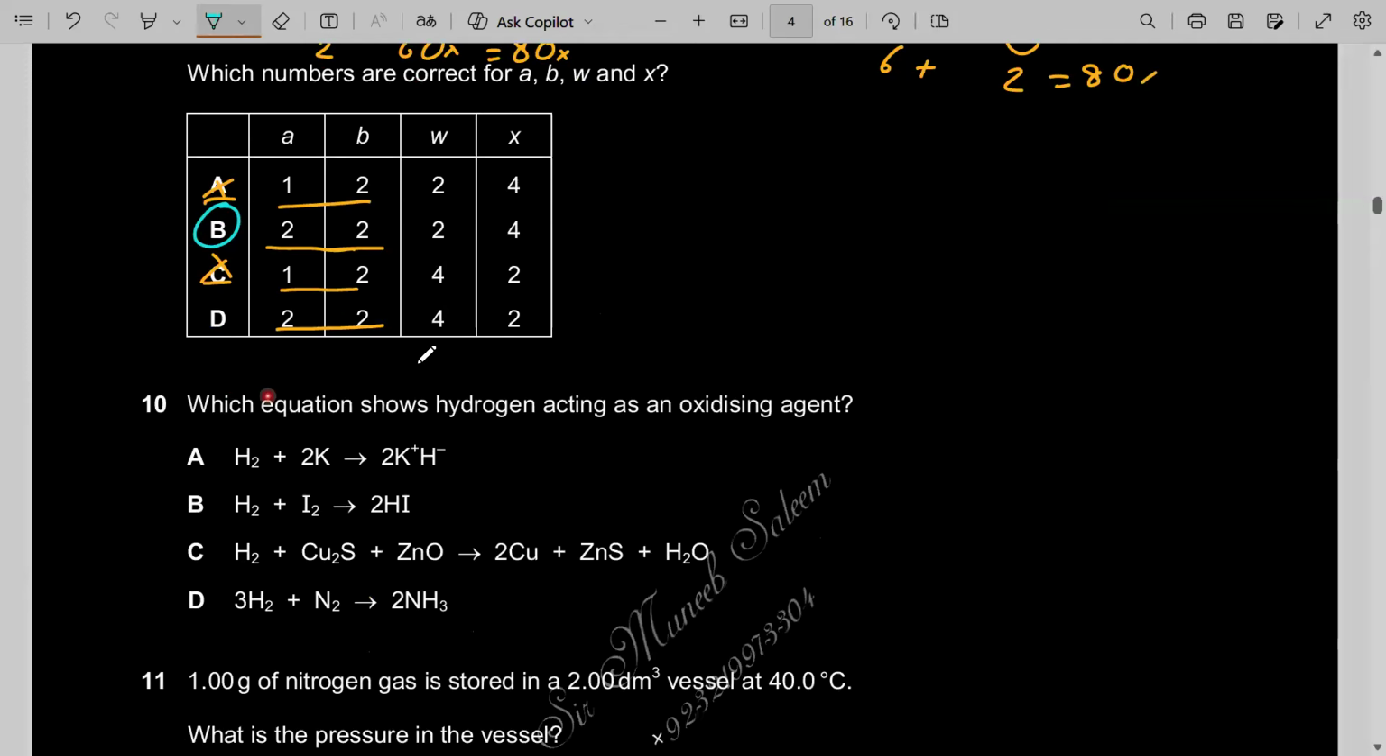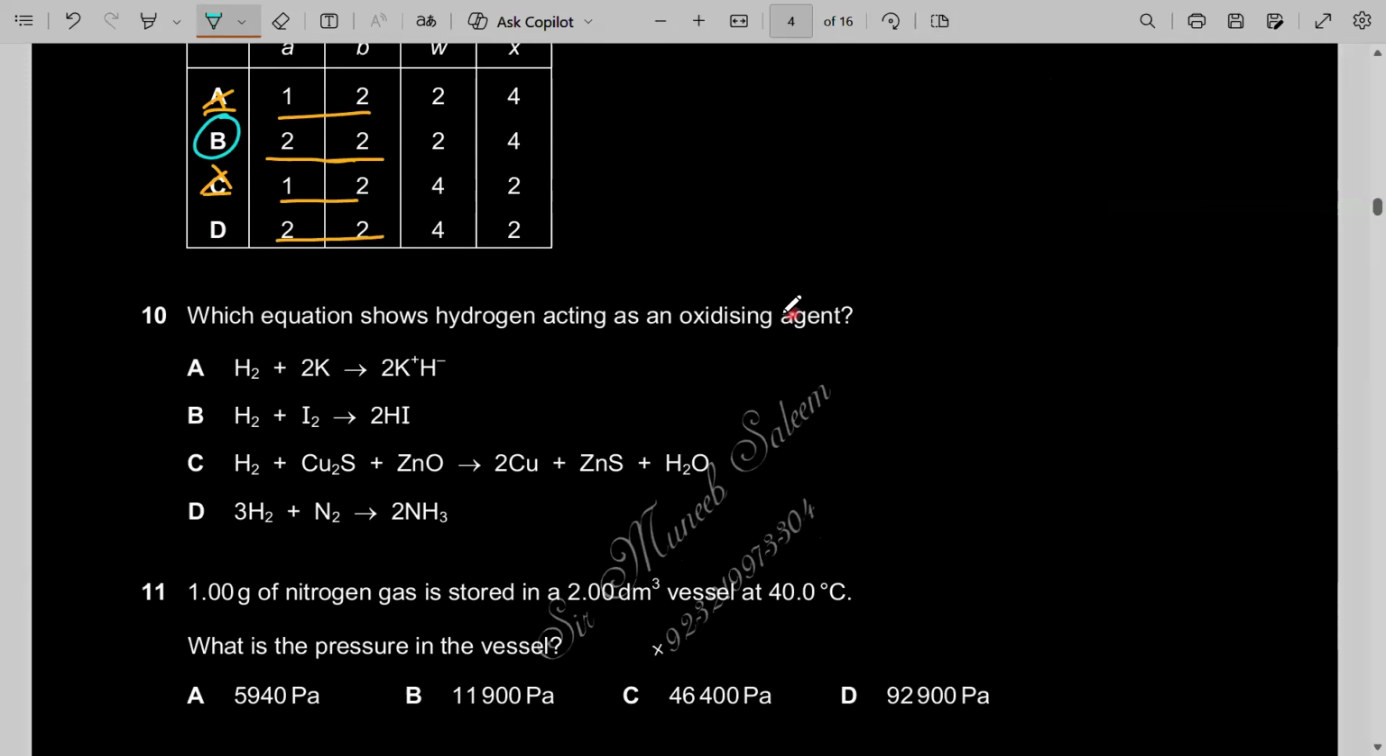Question number 10. Which equation shows hydrogen acting as an oxidizing agent? So here you just need to use oxidation numbers. There is 0 on the hydrogen on the reactant side for all of these gases, 0, 0, 0 for all the hydrogens. But what about the product side? We have -1 in the A option, and in the B option, the H and I have almost similar electronegativity values, because you can tell which of the elements will be negative and which will be positive only on the basis of electronegativity values.